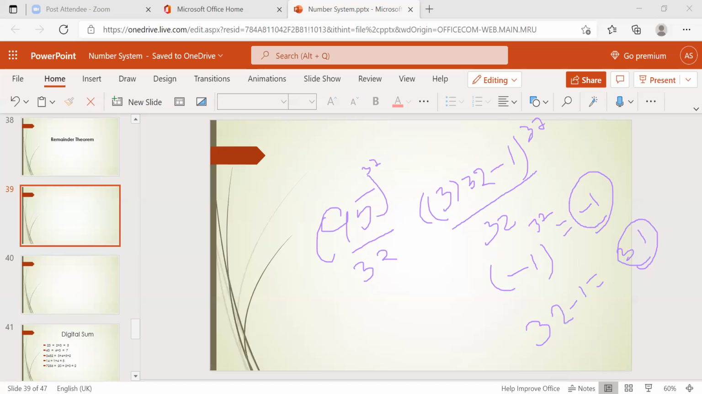Then, is it clear? So write the problem in the format of ax plus 1 or ax minus 1, right? Then we can easily solve those problems, right? Now, check another one.